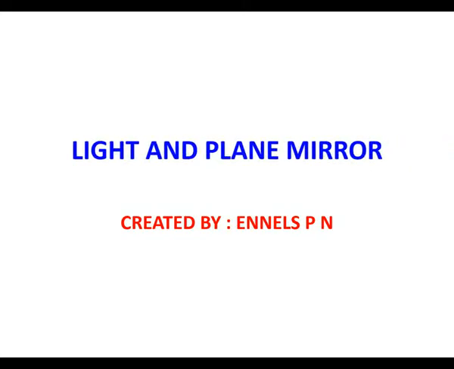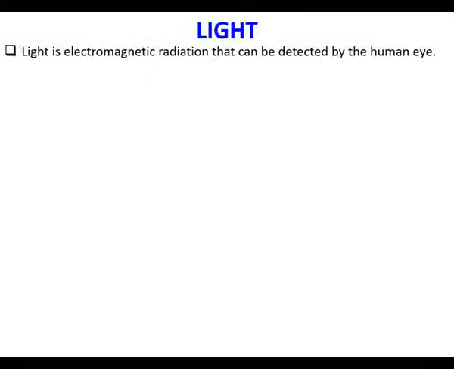Now we will start our new chapter, Light and Plane Mirror. Now we will learn about the definition of light and the characteristics of light. Light is electromagnetic radiation that can be detected by the human eye.